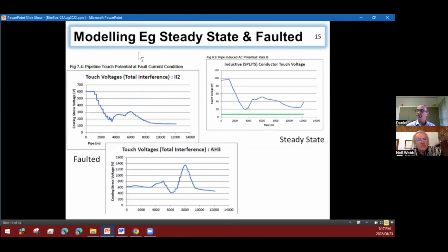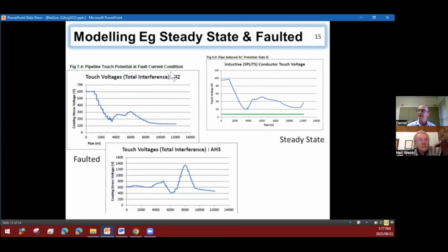When we do modeling, the modeling also gives us this indication. I've shown two conditions here, the steady state on the right-hand side. This is a pipe of 12 kilometers, and our threshold is the green line at the bottom of 7.5 volt at steady state. In this case, the model shows us that we're running at 100 volts, coming down to about 20, and then coming up and down again. And then on the left-hand side, the faulted condition, we're looking at 60 volt touch potential, which is down here.